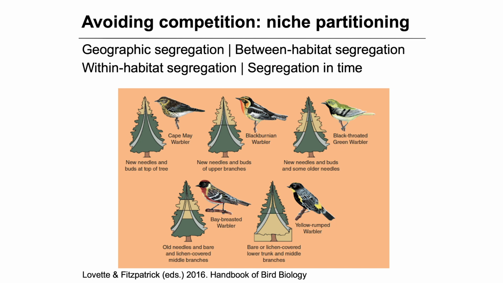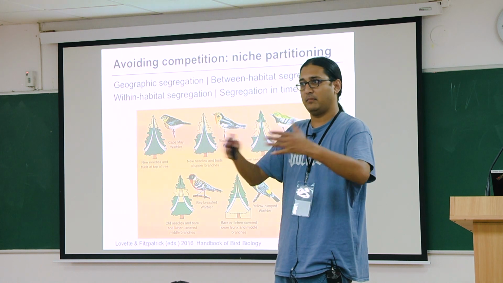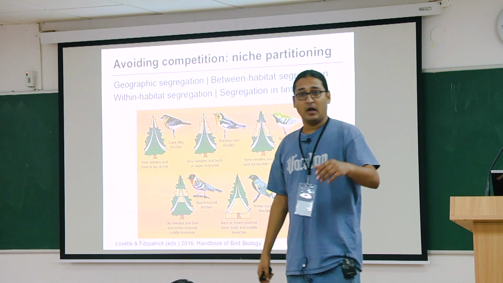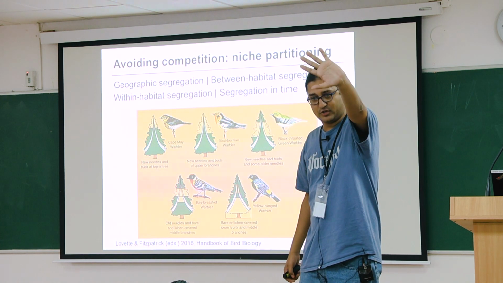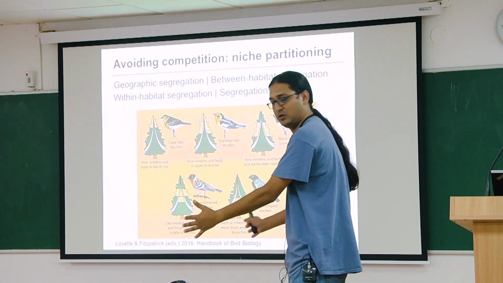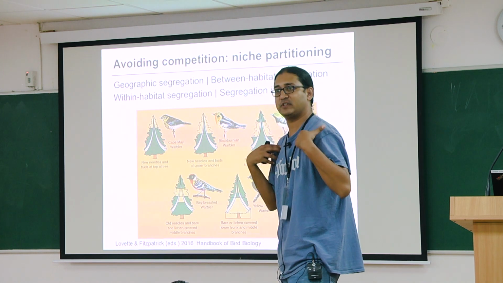Species could do it in many ways. Geographical separation, they could do it by between habitat segregation within a region, or within habitat segregation, or segregation in time. Segregation means just separation. So geographic segregation means I can't live with you, so your range is geographically different from mine. I will occupy this part of the range, you occupy this part of the range, and we won't overlap because both of us cannot coexist.